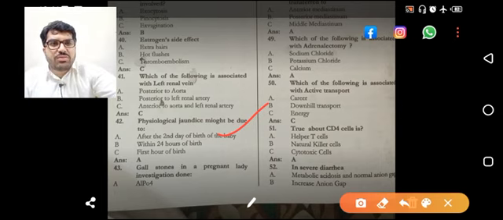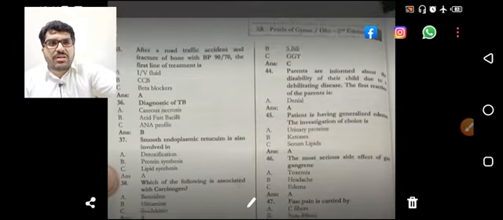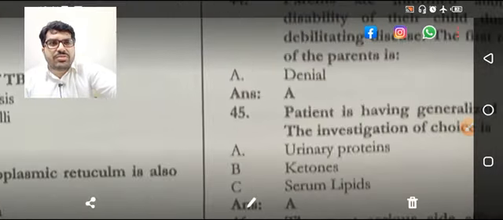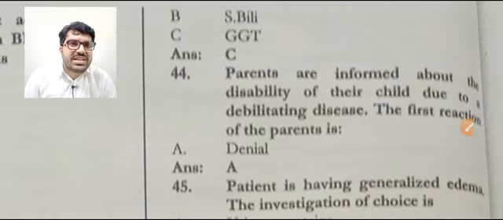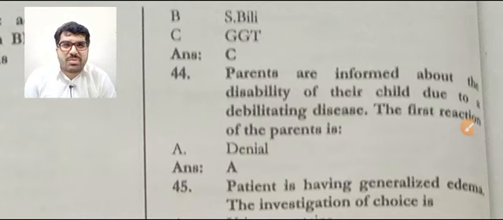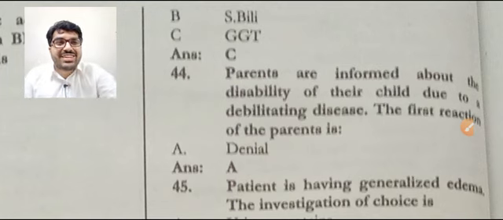Gallstone in a pregnant lady, investigation done. So that is gamma GGT, already repeated. Patients are informed about the disability of their child due to a debilitating disease. The first reaction of the parent is denial. For example, if you give them deadly news that your son cannot walk in the future, they cannot accept this fact. This emotion, this feeling, this presentation is called denial.